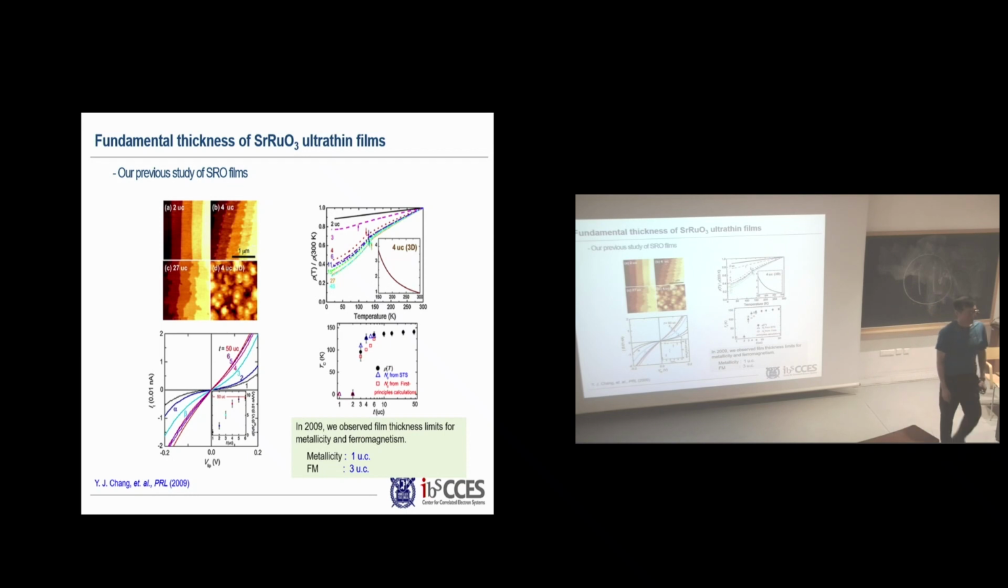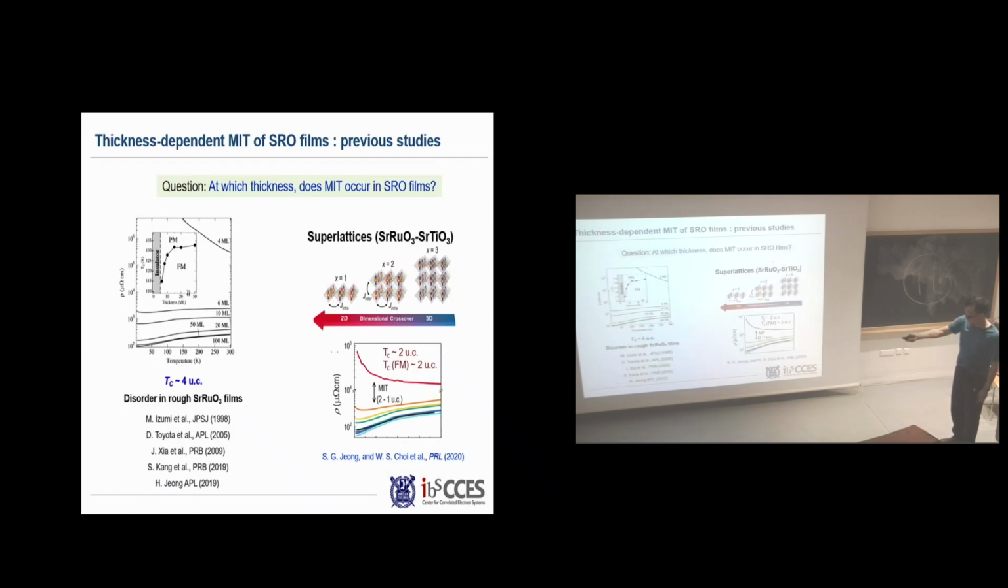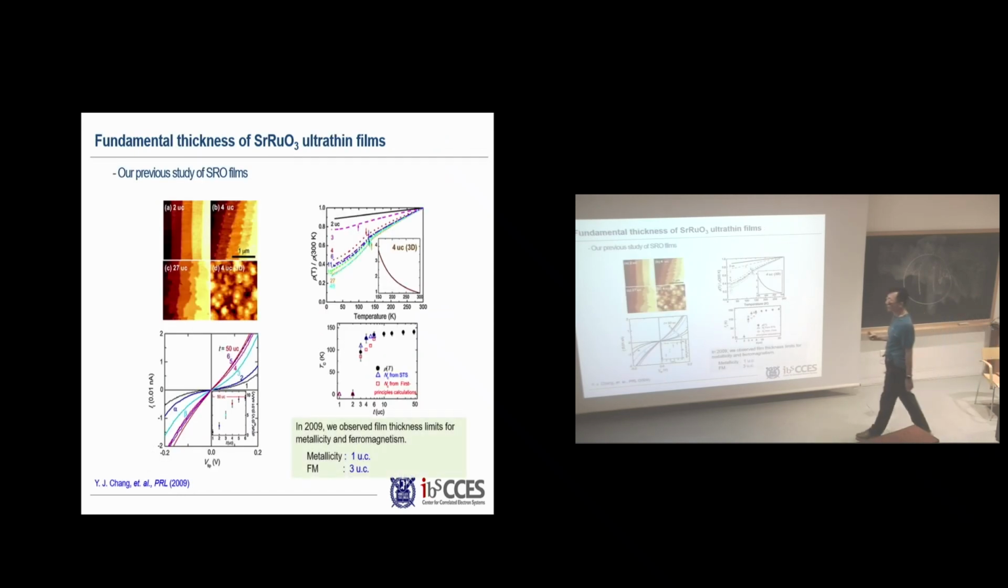So we proposed this, but a lot of people in the community don't believe it. But we think that it probably comes from how high quality a film you can grow. For example, if you grow the 4 unit cell film like this, not like this, then you have insulating behavior. So the quality of the film plays a very important role, particularly in this kind of ultra-thin limit.